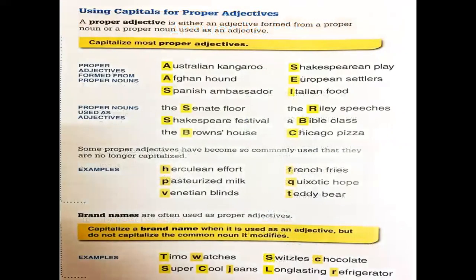Okay, next is using capitals for proper adjectives. Now we have some proper adjectives, okay? Like Australian kangaroo, like Afghan hound, like Italian food, like Spanish armada, like Shakespearean plays. So when we have a noun that is described by a proper noun, we name them as proper adjectives, and we always capitalize them.